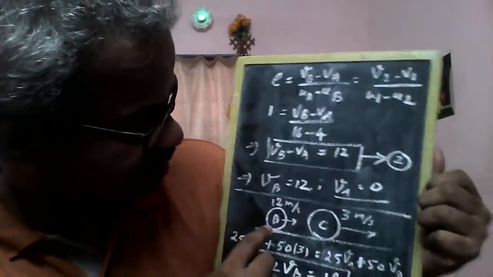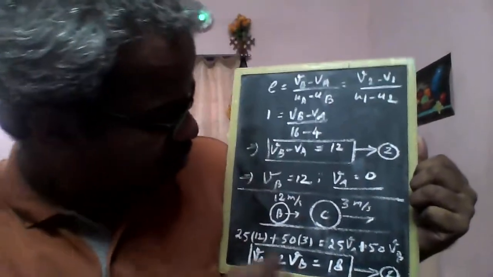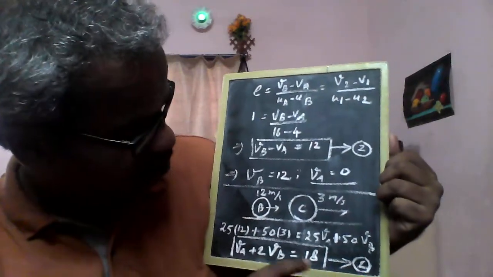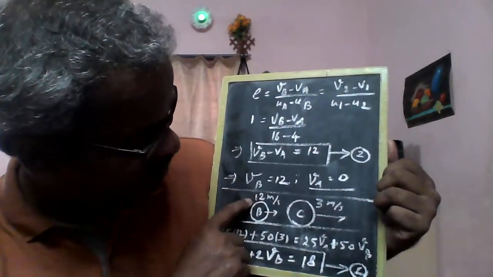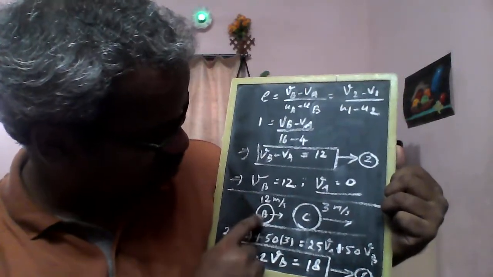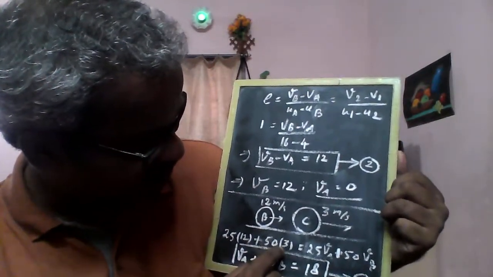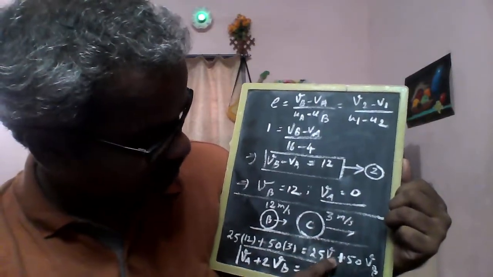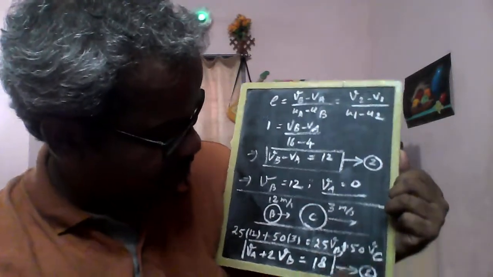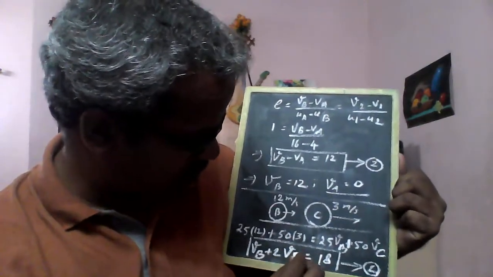The second impact is body B and C. This is 12 meter per second, and this is 3 meter per second. Again it is moving in the positive direction. So this is the higher velocity, it goes and hits C. So it is 25 into 12. The mass of B is 25 and 12 is the velocity. The mass of C is 50 and this is 3. So here it is B and C.